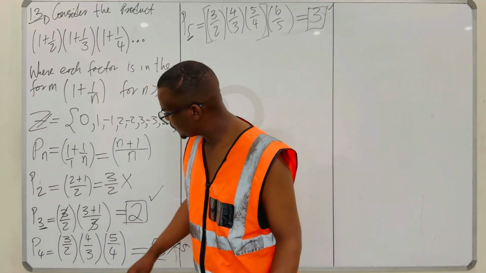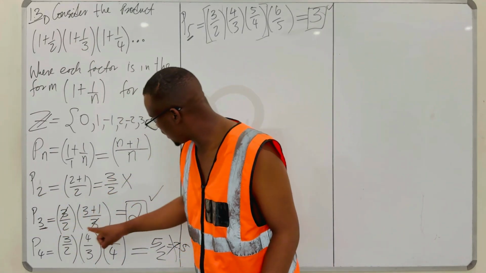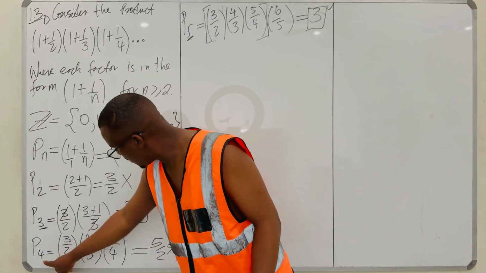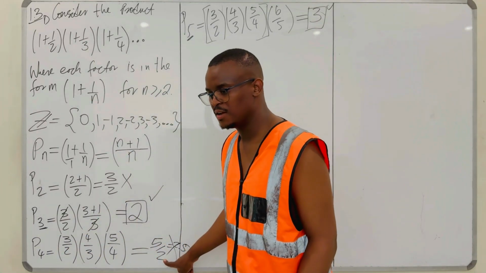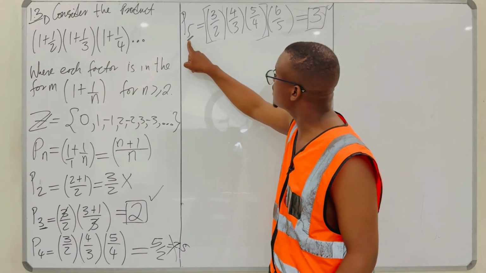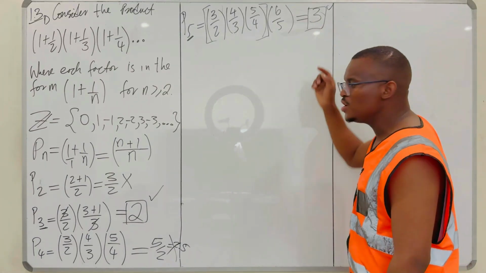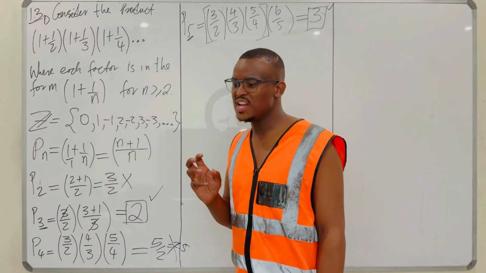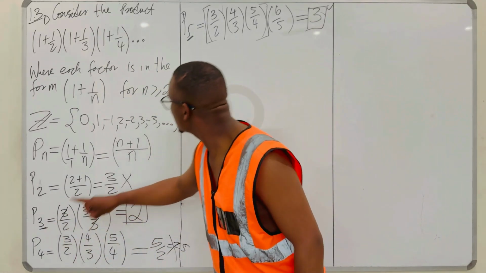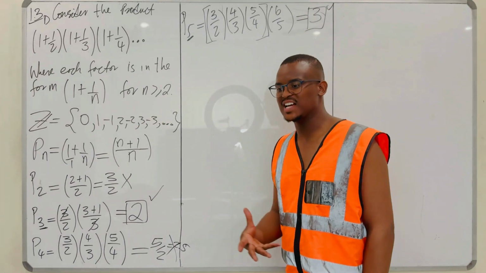Look where it started happening. For this even number 2, it didn't happen. For this odd number 3, we got an integer. For another even number, we didn't get an integer. Are you with me? Look at this odd number here, we're getting the 3, which is also an integer. It looks like we're getting an integer only when our n is odd. When our n is an odd number, that's when we get the product of factors being an integer.